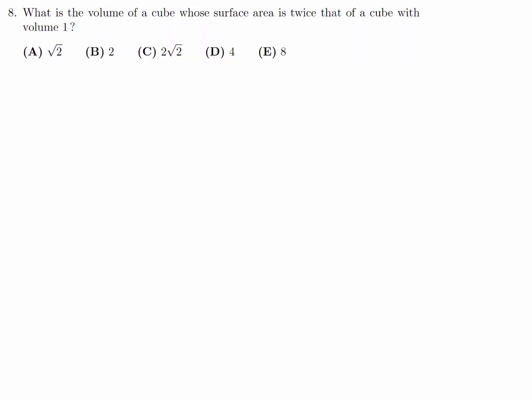What is the volume of a cube whose surface area is twice that of a cube with volume 1? So the volume of a cube they give you is 1. Well, that means that's a unit cube. It's a cube with all sides equal to 1. Now, the surface area of that unit cube is 6 faces times the area of each face, which is 1 times 1. It's a unit cube, and that's 6.